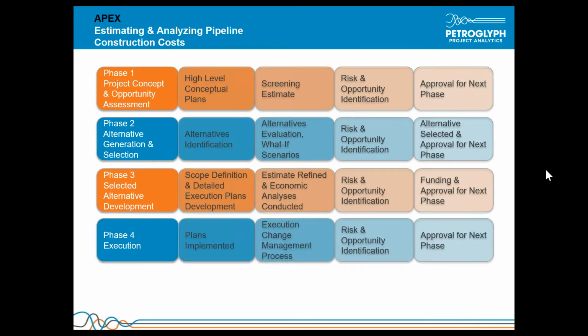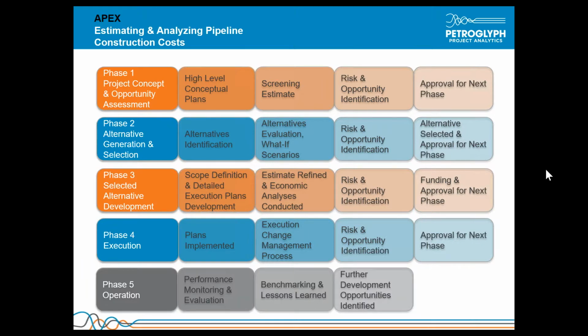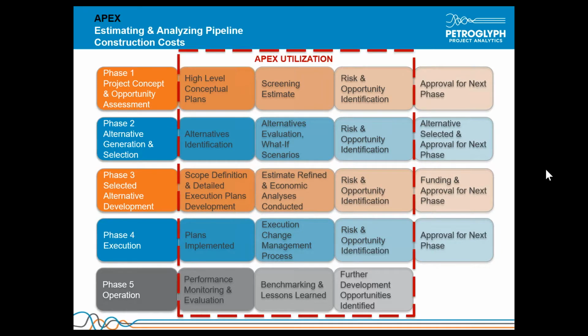Phase 4 is the execution stage, where the plans are implemented and change management is managed against those execution plans. And again, you're actively managing the risks and opportunities. Phase 5 is the operation level for the project, where you are monitoring the performance and looking at benchmarking and lessons learned. This identifies the areas where APEX can be utilized through the 5 phases of the project.